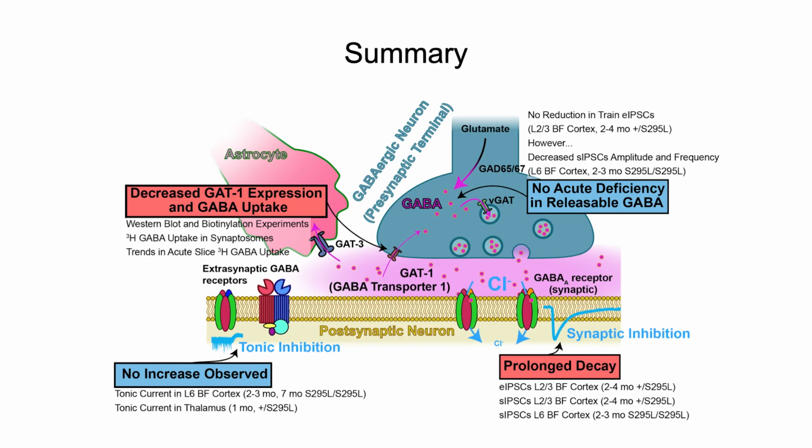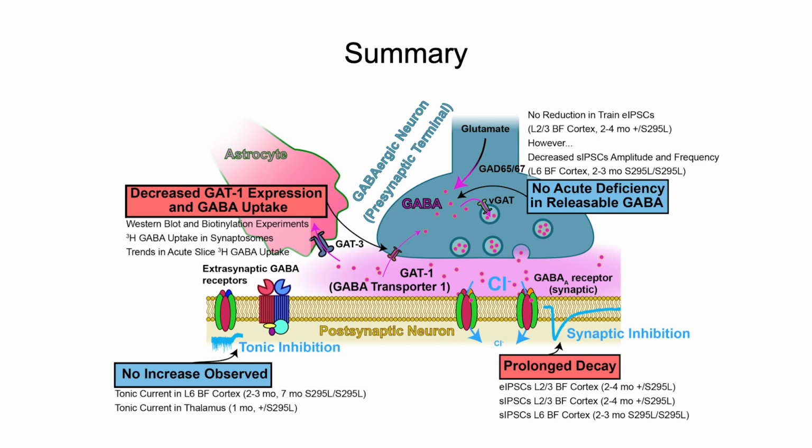So given this data, I wanted to go back to my model where I was posing the questions that I spoke of earlier. We know that there is decreased GAT1 expression and GABA uptake, based on biochemistry experiments and radioactive GABA uptake experiments. And now, given some of these electrophysiology experiments, I think I have pretty clearly shown that there's a prolonged decay at the synapse, both in the evoked events and in the spontaneous events.